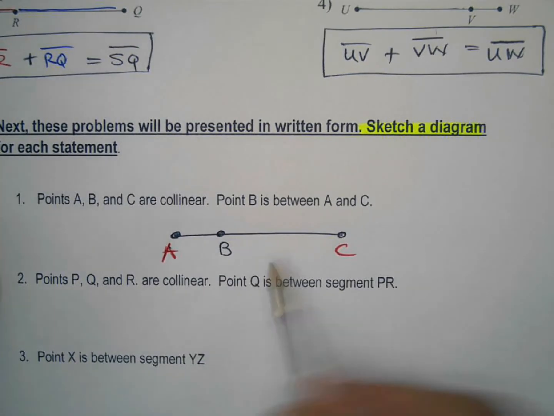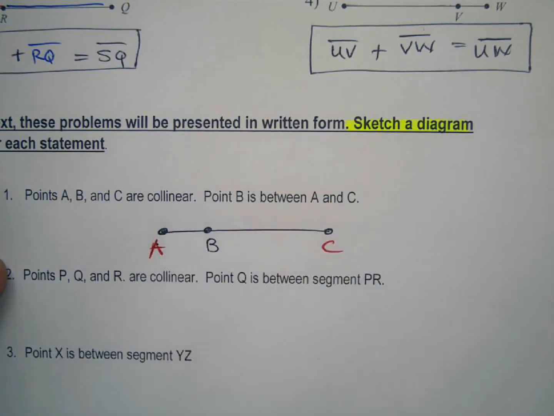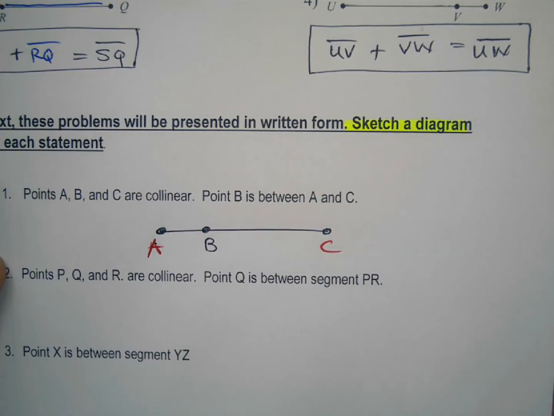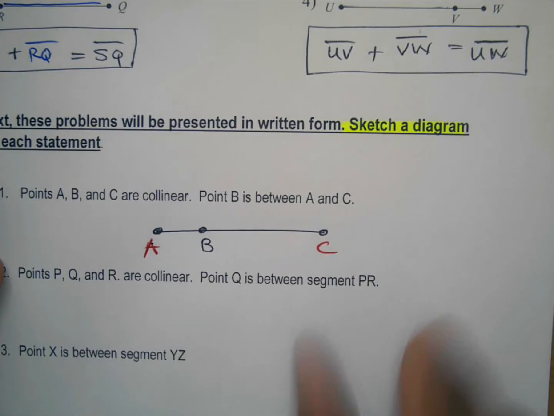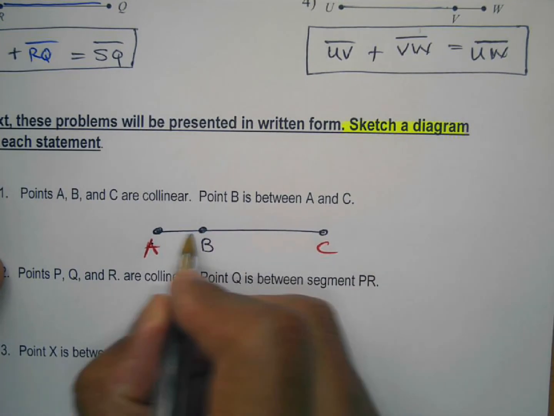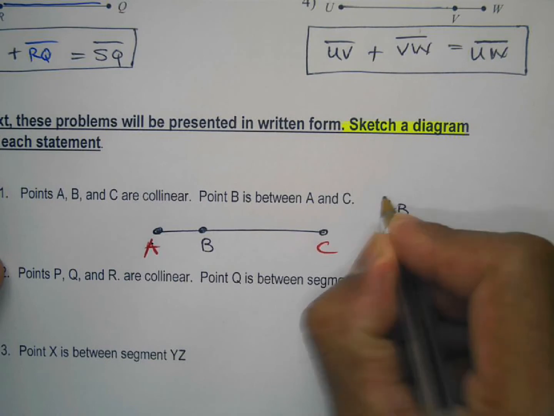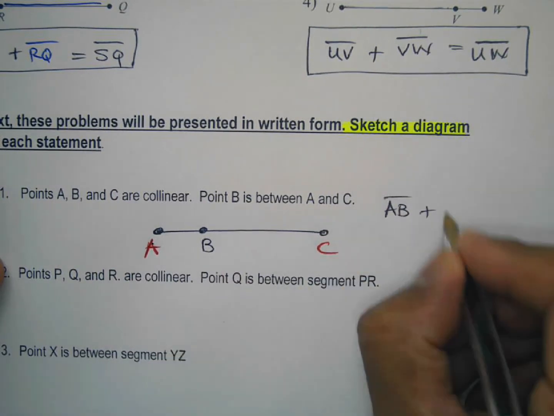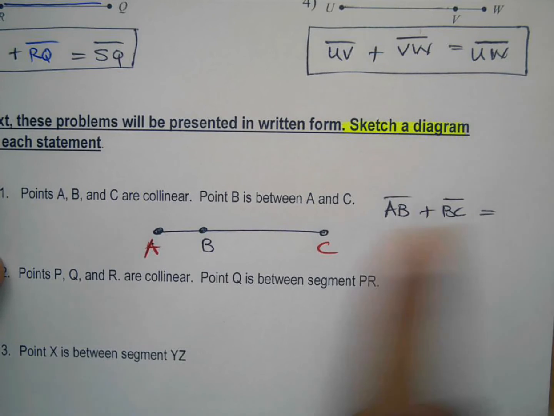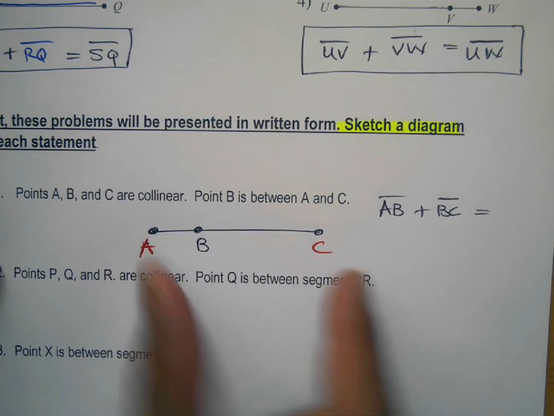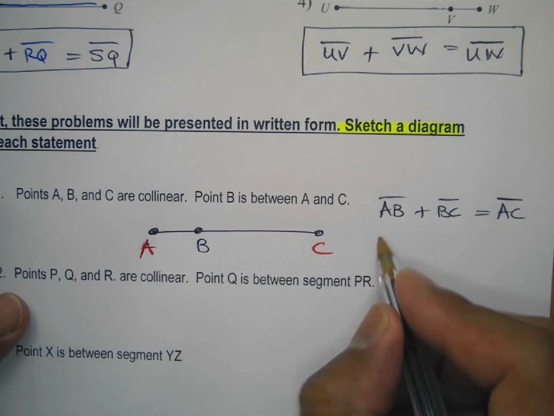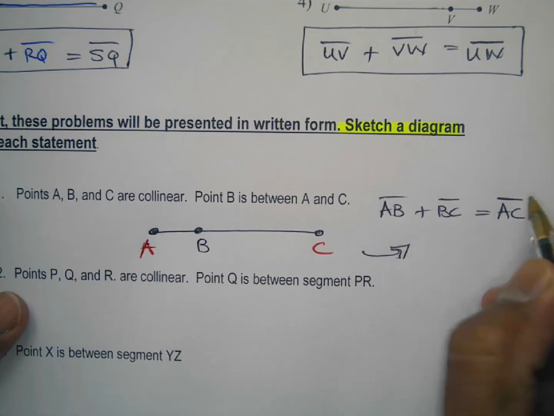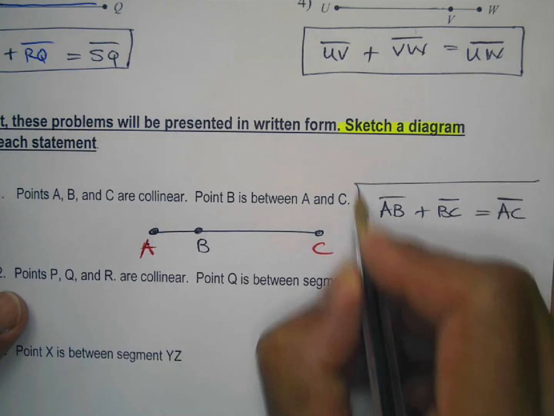All right, and then later you can write the equation, right? What equation goes with this picture? Because that's what geometry is about. Geometry is understanding the picture first. If you understand the picture, the math is going to be easy. This picture is telling me AB plus BC equals what? AC. Even though I didn't ask you for the equation, we might as well add this in here.